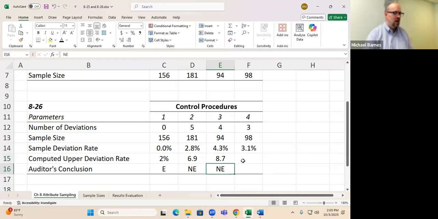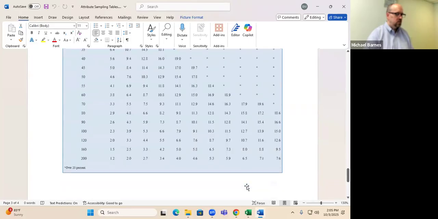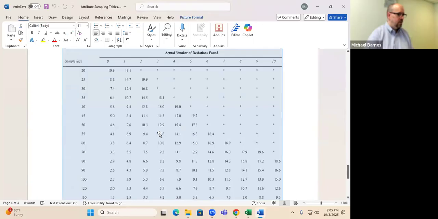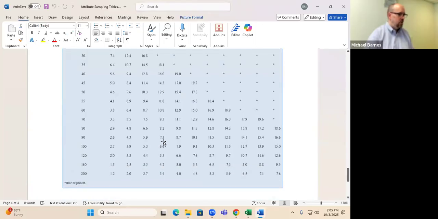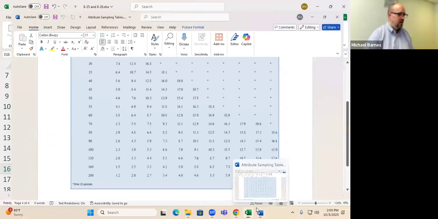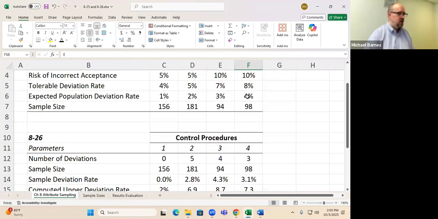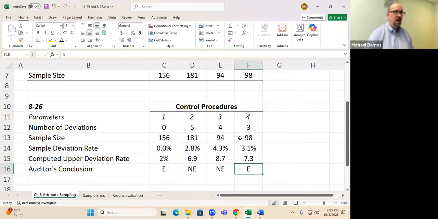All right. Last one for the day. Last one for the weekend. What is our sample size going to be? Again, 98. We could operate on either 100 or 90. We want to be more consistent and more conservative. We're going to operate at 90. So we're going to say 7.3. Which means that compared to the tolerable deviation rate, this is still effective. So effective, not effective, not effective, effective.